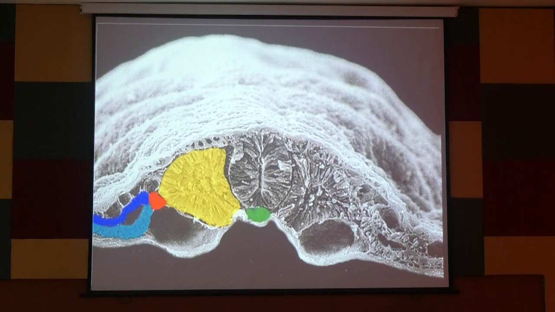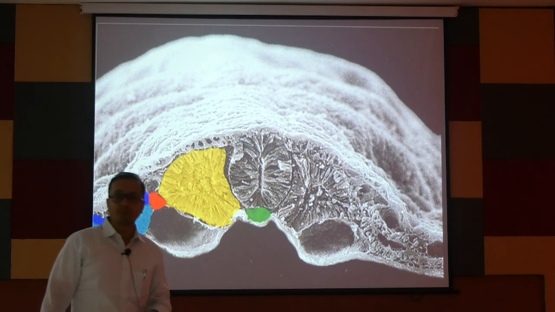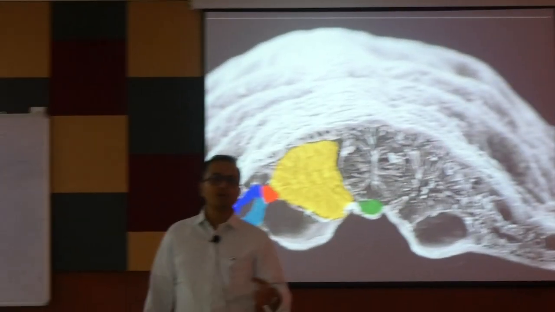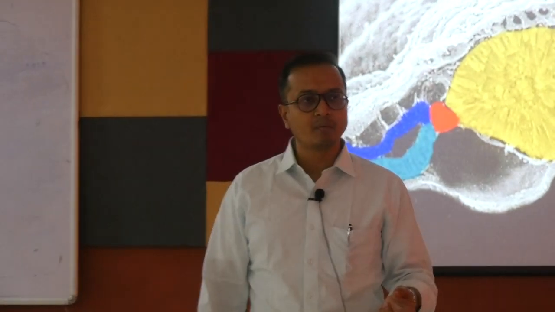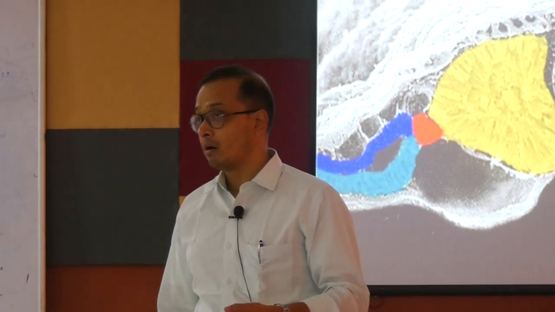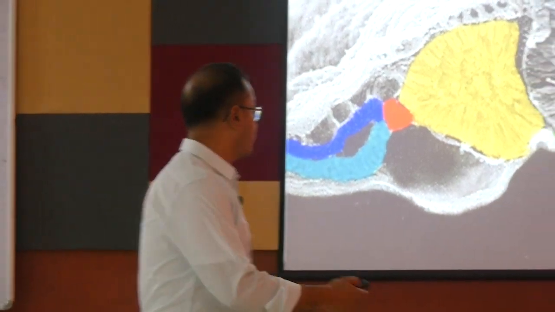So we understand what the paraxial mesoderm is, we understand what the intermediate mesoderm is, and we understand what the lateral plate mesoderm and intra-embryonic celom are. Now we see the transformation of this yellow structure, the paraxial mesoderm. It breaks down into smaller segments. We call these smaller segments somites or somitomeres. Right? We'll learn about that.